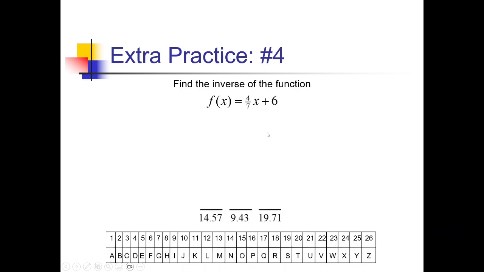Here's my function for number 4, 4/7 x plus 6. Let me rewrite this now with x and y switched. So x equals 4/7 y plus 6. And now let's get y by itself by subtracting 6, so x minus 6. And then I'll get rid of this 4/7 by multiplying both sides by the reciprocal of that, 7/4. So I have f inverse equals 7/4 times (x minus 6). And notice I have a parentheses there. Let me plug this in the calculator and plug these numbers into it now.